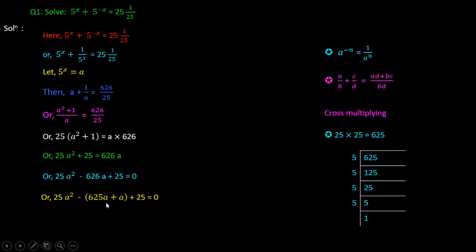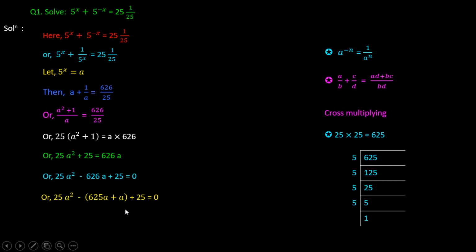While you write these two terms and add them, the sum must be 626a, and when you multiply these two, it must be 625 times 25, that is 625 a square. So while you multiply these two, it is 625 a square. While you add these two, it must be 626a, as the minus sign is already there.